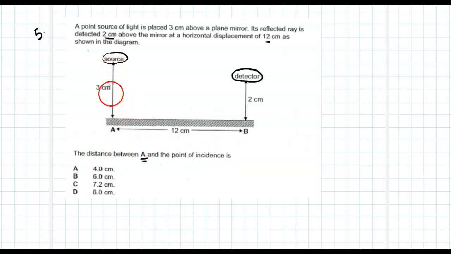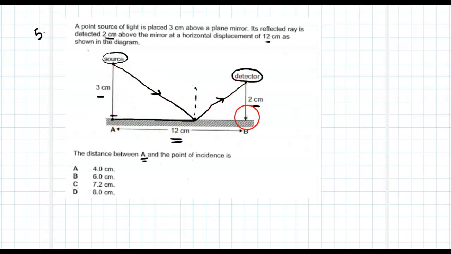We have to find the distance. For example, here is a light ray like this. This is the incident ray, here is the reflected ray. I want to find this length from A to the point of incidence. This length is unknown because there is no clue, they did not give you the angle of incidence or angle of reflection, just 3 centimeter, 2 centimeter, 12 centimeter, and we have to find this length. So it seems like similar triangles.